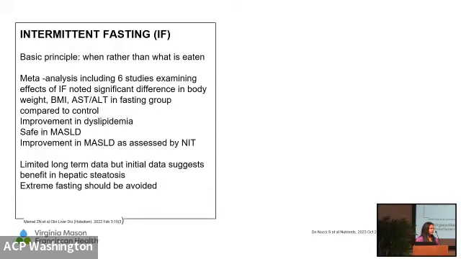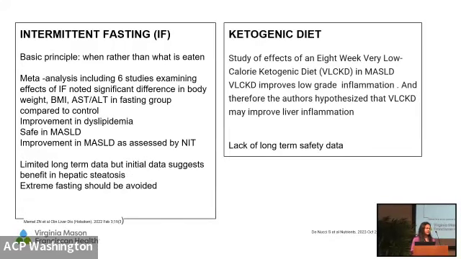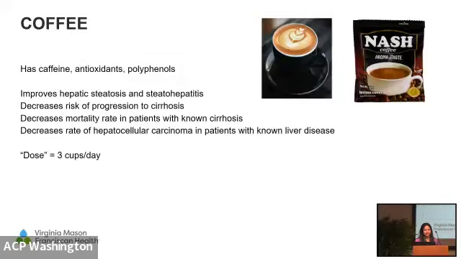Long-term data is still pending, but I think it's a good starting point for patients to help them lose weight. Whereas the ketogenic diet, I'm not so sure about this diet. Yes, there was one study that showed that the keto diet did reduce the overall inflammation in the body. So it's hypothesized that there may be some improvement in the inflammation in the liver, but I think some safety data is still needed here.